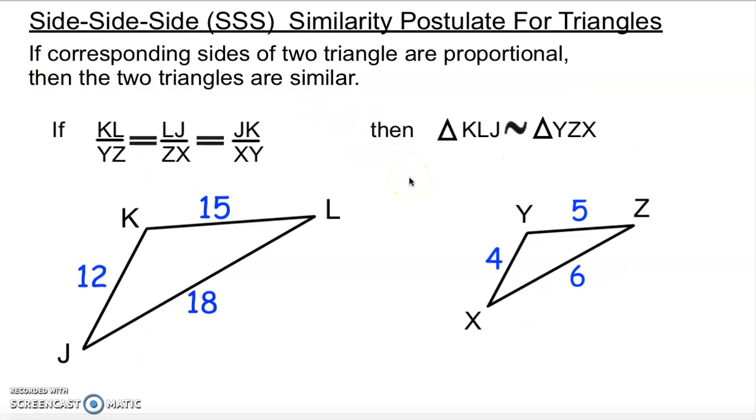Second shortcut is side, side, side. So if we can't measure any of the angles, we can check the side lengths. And if all the sides are proportional, then the triangles are going to be similar.